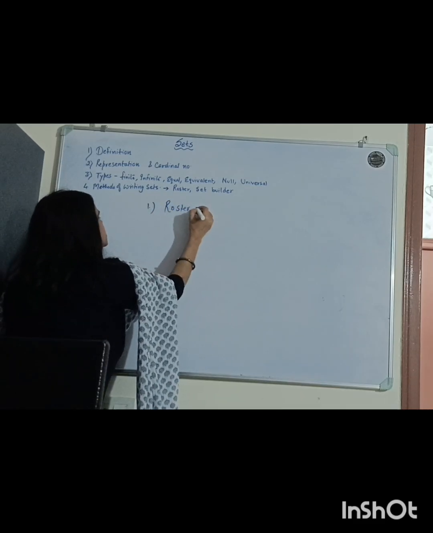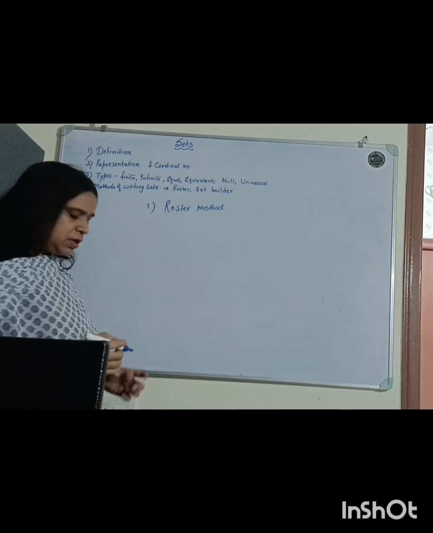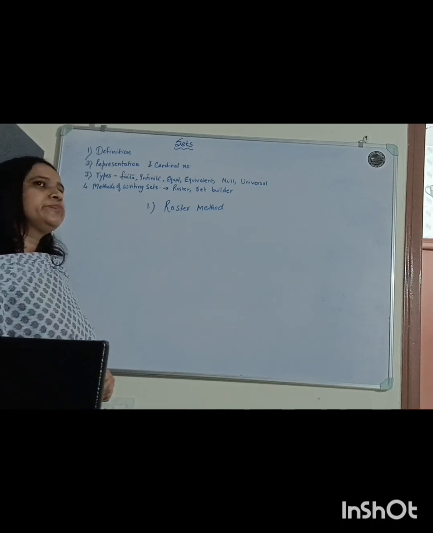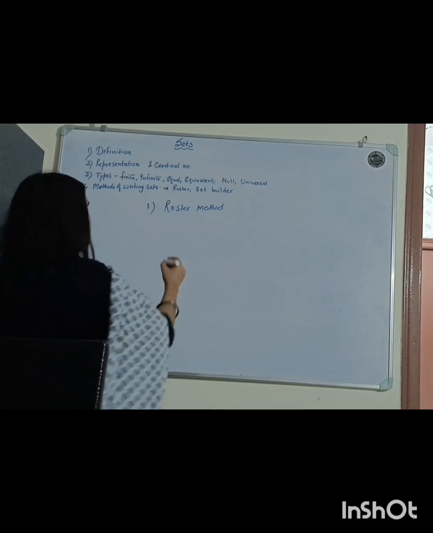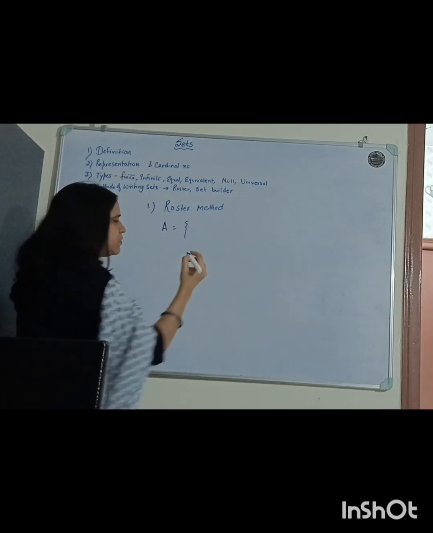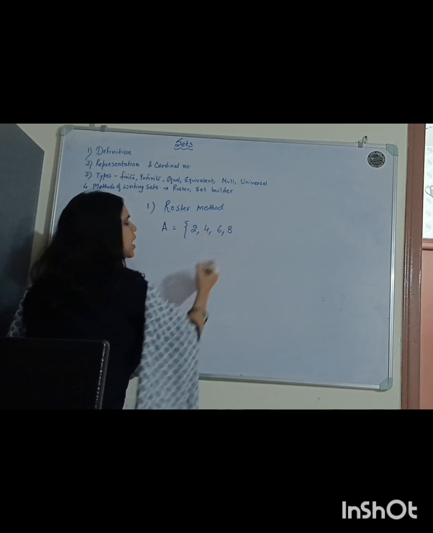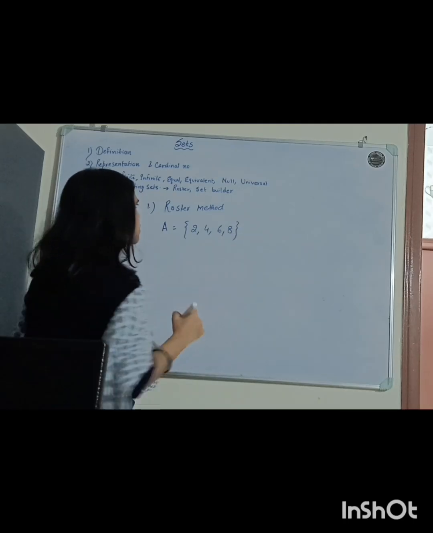Suppose I am saying the collection of all the even numbers less than 10. So I will take one alphabet, A equal to. Even numbers start from 2, then 4, then 6, then 8. Less than 10 means 10 cannot be there. So this is our answer.